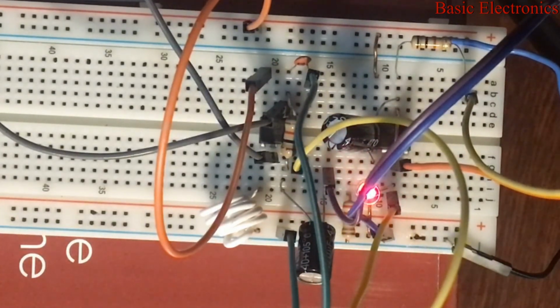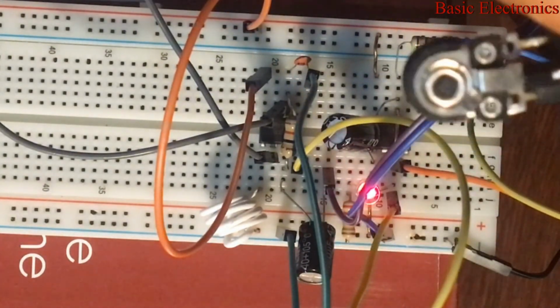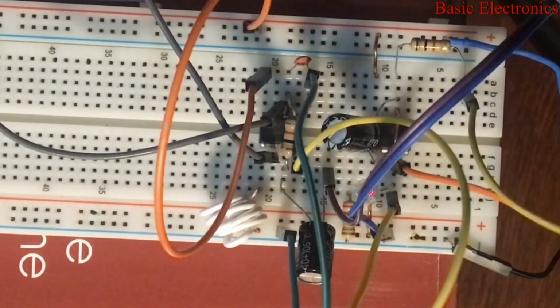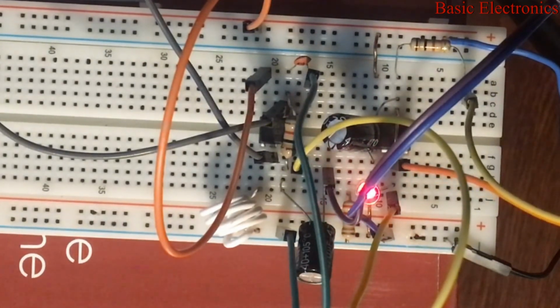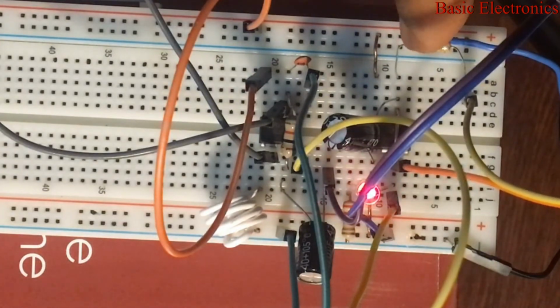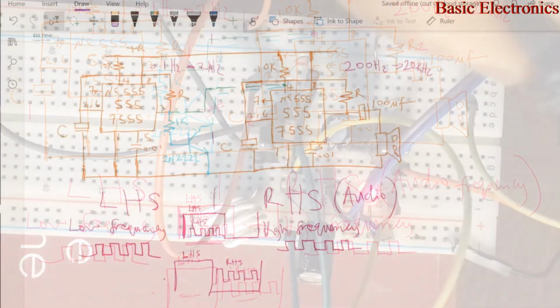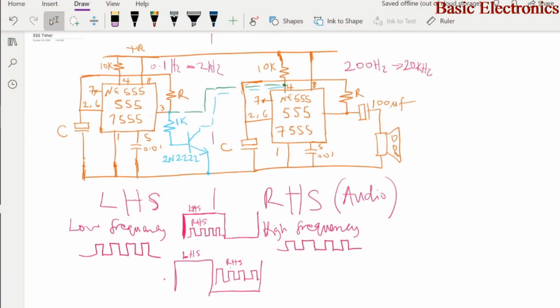A little modification we did here: we included a variable resistor in the low frequency astable multivibrator, so we can change the duty cycle. We connected this resistor in series with the 1 kilo ohm resistor, so we can vary the value. Right here we've built two 555 timers, one on the left hand side a low frequency 555 timer, and one on the right hand side a higher frequency or audio frequency 555 timer.